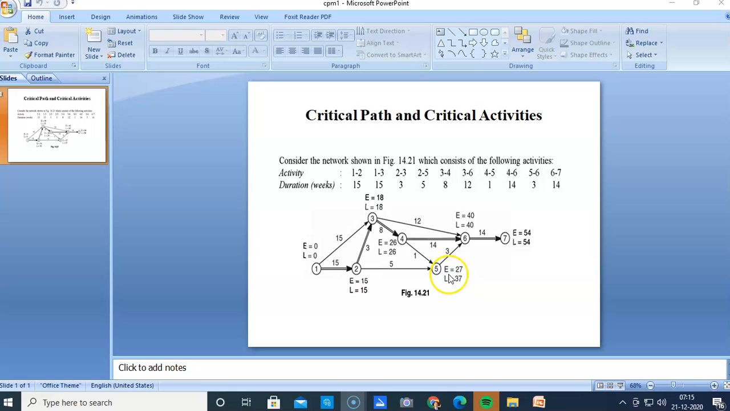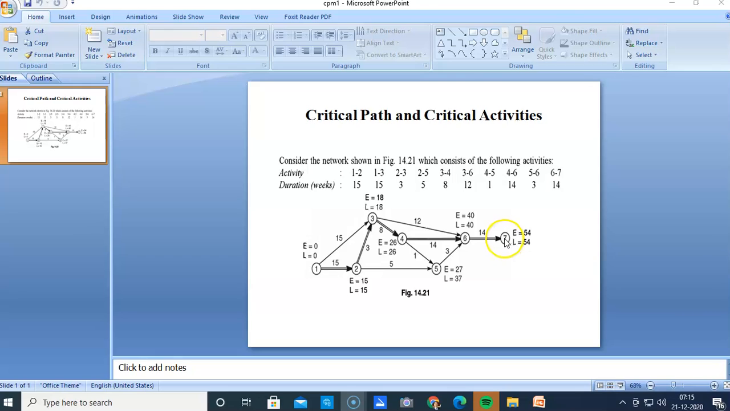We have to write here the early start time for any activity starting at node 5 is 27, and you see 27 plus 3 is 30, and the other path gives 40, so the maximum is 40. So that will be the earliest start time for activity starting at node 6, so it is 40 and not 30. And the last one is 6 to 7, so 40 plus 14, that is 54. So 54 is the start time for any activity which will start at node 7.